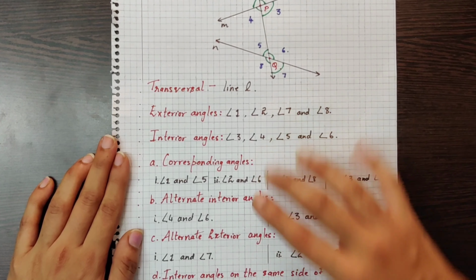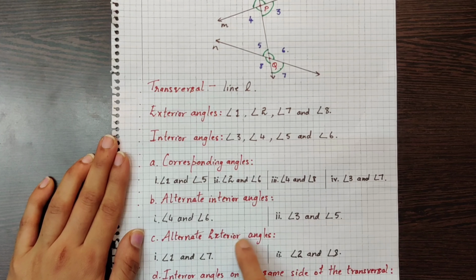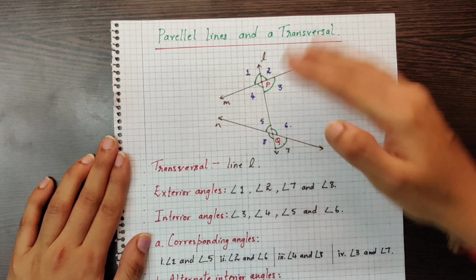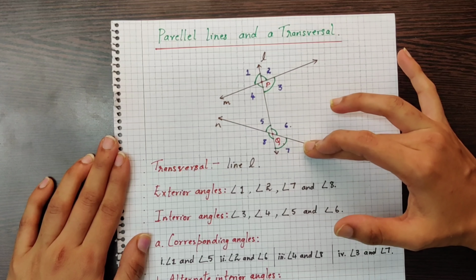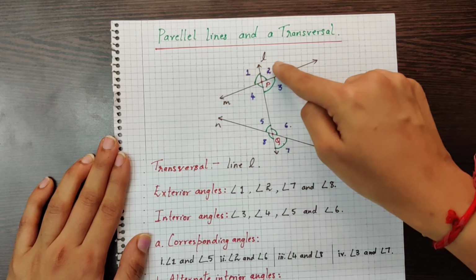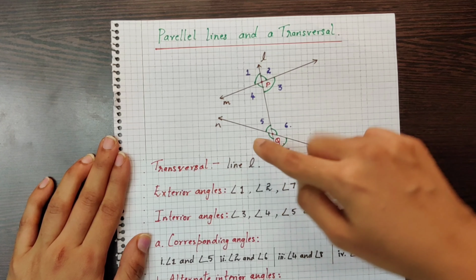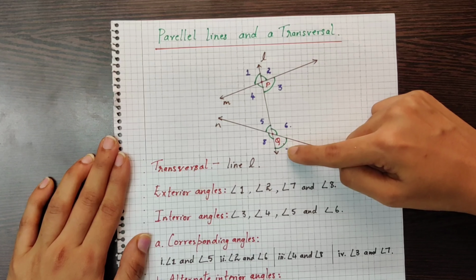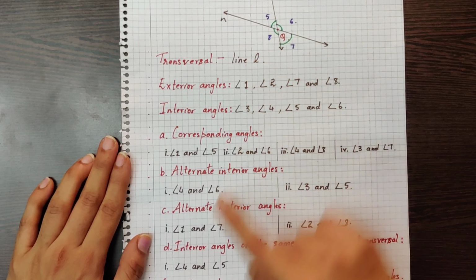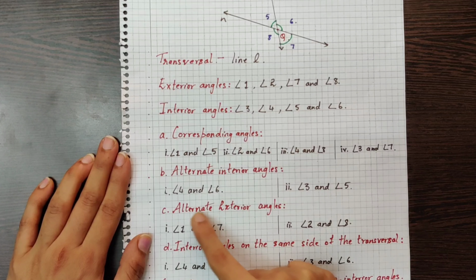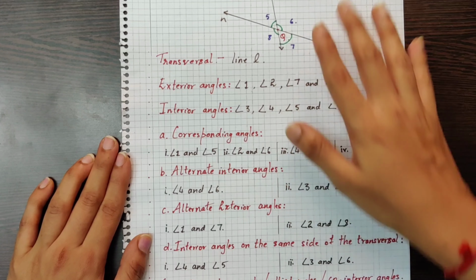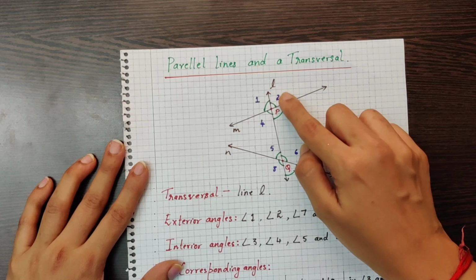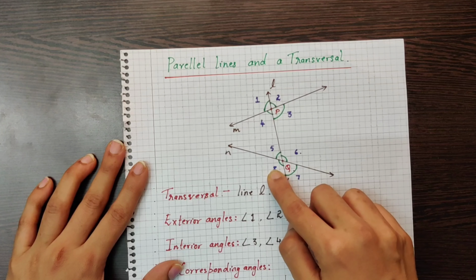Next let us see what are alternate exterior angles. We know that this part and this part are the exteriors for these two lines and therefore there are four angles 1, 2, 7 and 8. What are the alternate pairs? This one and this one. So we have angle 1 and angle 7 as the first alternate exterior angle pair, and next one is angle 2 and angle 8.